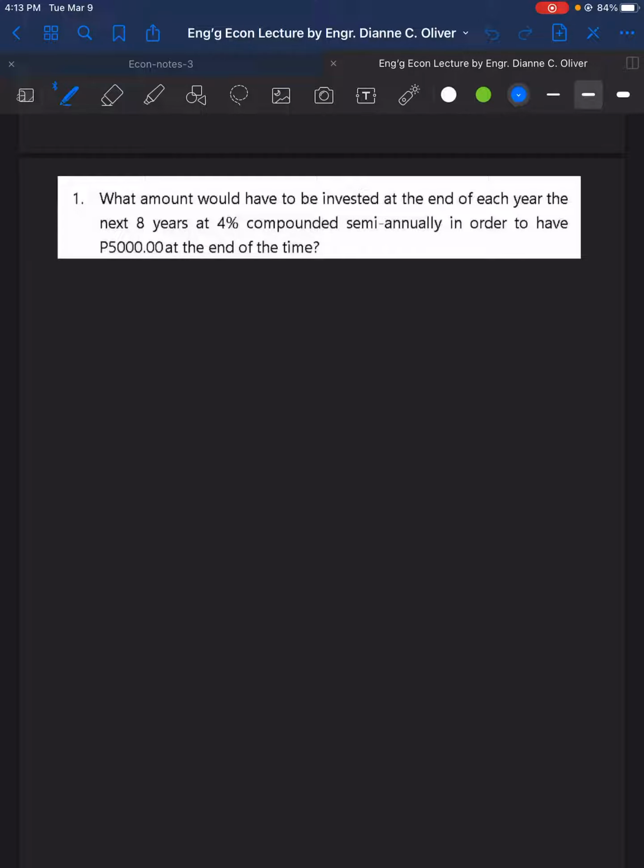So we are having some confusion here because we are talking about each year, but the interest is compounded semi-annually. So we need to put it in simpler terms. This is complicated because the investment is each year, and then the interest rate is semi-annual. So we need to convert first.